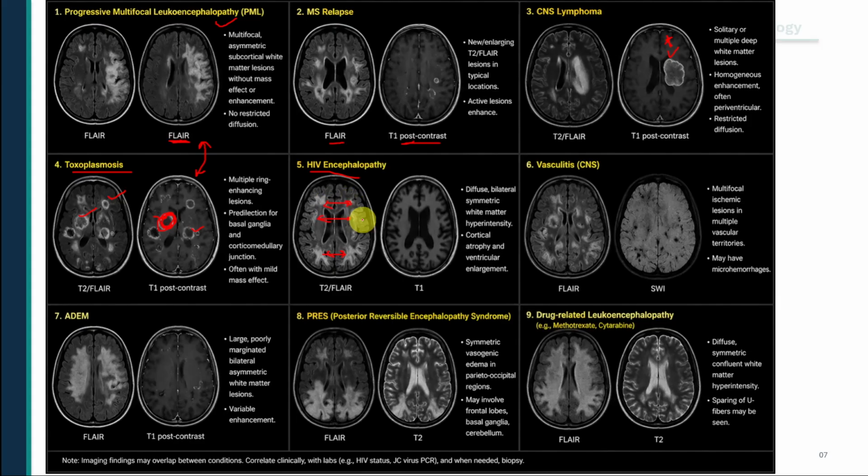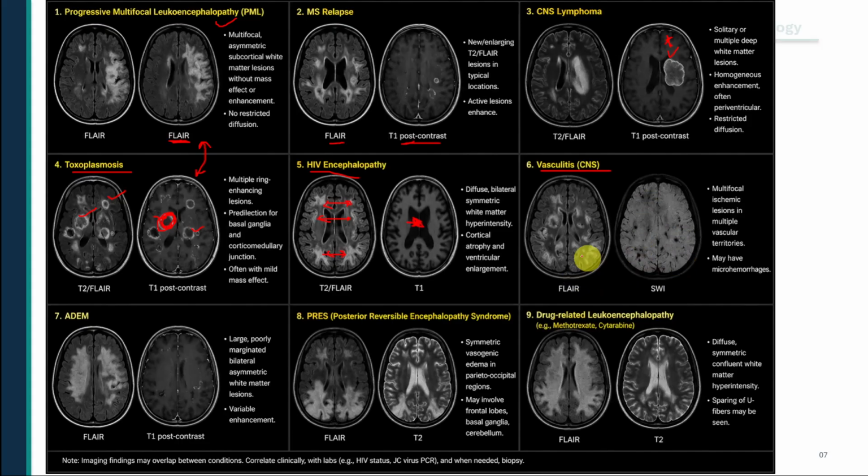The mechanism is diffuse HIV-related brain dysfunction rather than focal JC virus demyelination. So HIV encephalopathy is usually global, symmetric, and associated with cognitive slowing, while PML is focal, asymmetric, and progressive. CNS vasculitis gives a vascular pattern rather than a demyelinating pattern.